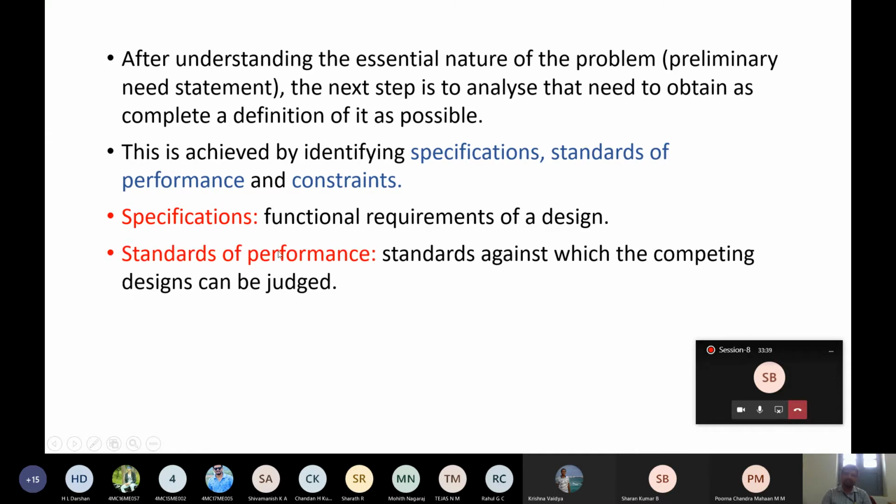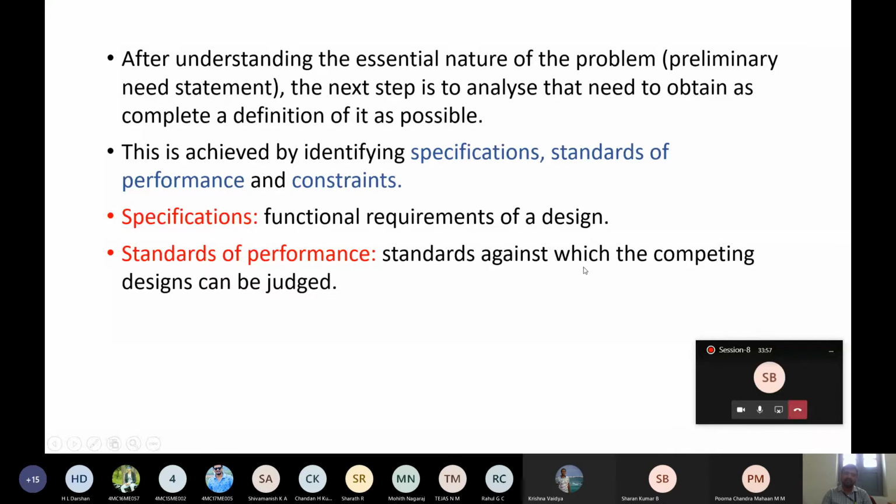Then standards of performance may be related to safety aspects of the product, or to user friendliness, reliability, or quality of the product. Based on these things, standard of performance is usually measured. These are standards against which the competing designs can be judged.